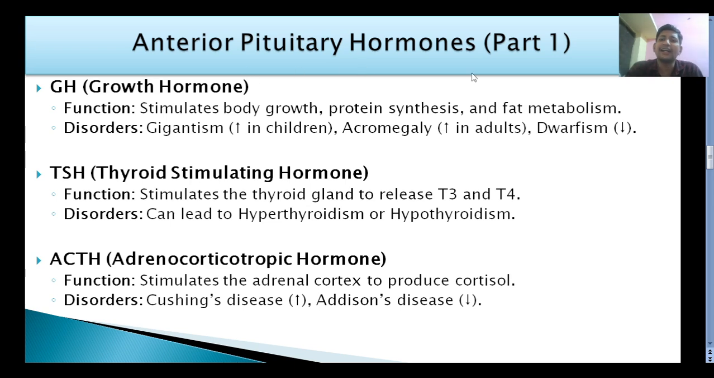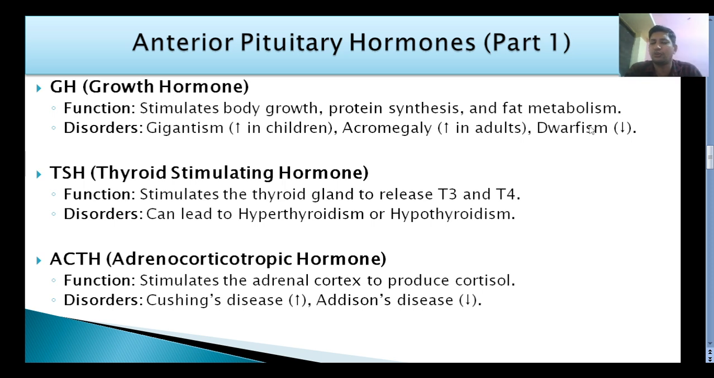Now, the anterior pituitary hormones. First we are going to study the hormones produced by the anterior lobe of the pituitary gland. Now, the first one is growth hormone. It is also called somatotrophic hormone. It stimulates body growth, protein synthesis, as well as the metabolism of fat or lipids. And the deficiency of this hormone causes dwarfism in children.